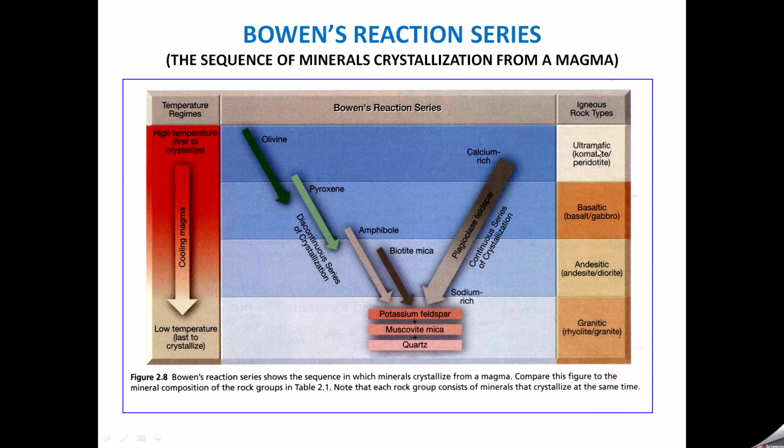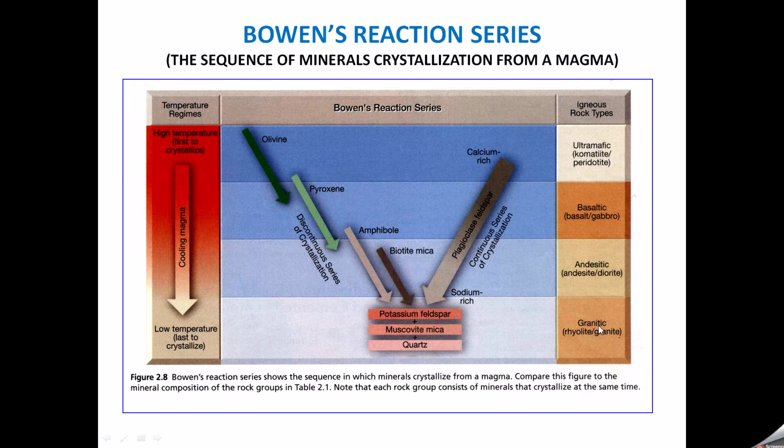If we look at the chemical composition of ultramafic rocks, they should be within this box, this range: rich in olivine and calcium plagioclase. Basalt and gabbro are rich in pyroxene, amphibole, and calcium and sodium plagioclase with some olivine. Andesite and diorite, which are andesitic rocks, should be rich in sodium plagioclase, some calcium plagioclase, a lot of mica, biotite, and a lot of amphibole.